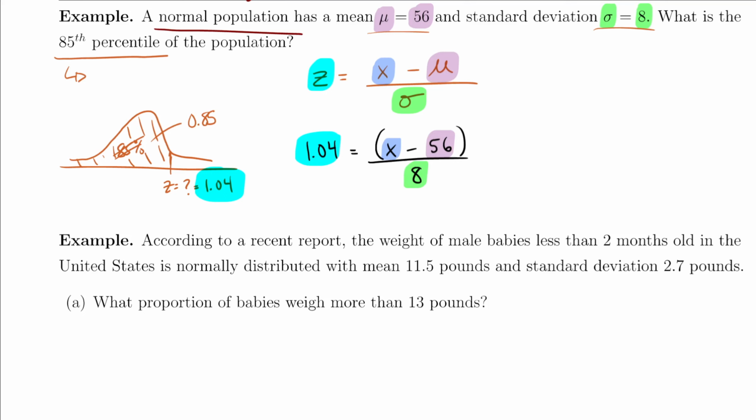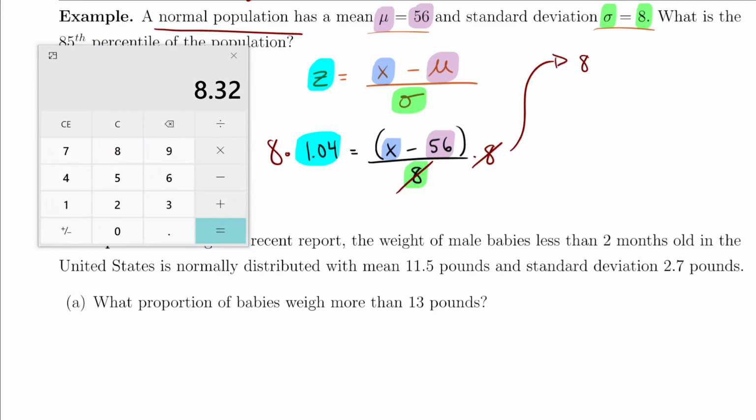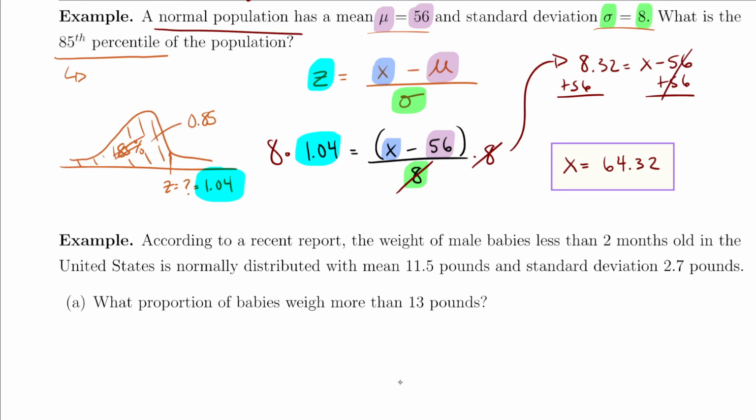To get x by itself, I now want to multiply both sides by 8. Cancels from here, and we would get, let's see in our calculator, 8 times 1.04, and we get 8.32 is equal to x minus 56. To get x by itself, we'll add 56 to both sides, and we get the x value that we were looking for is 64.32. So this x value will correspond to being greater than 85% of the rest of the population.